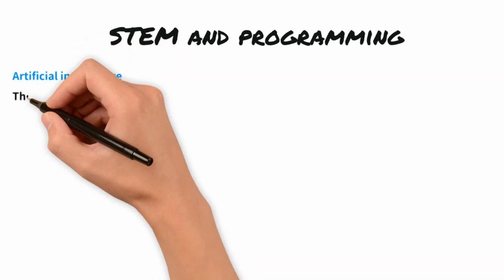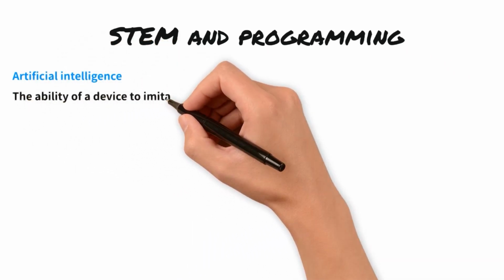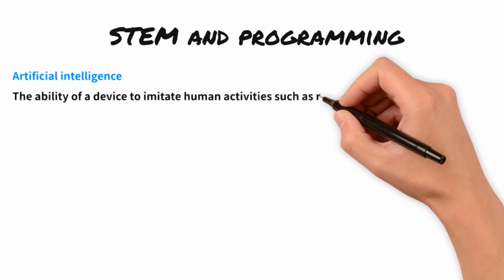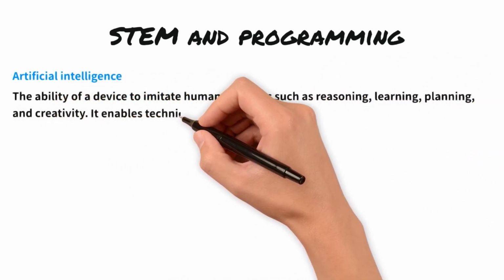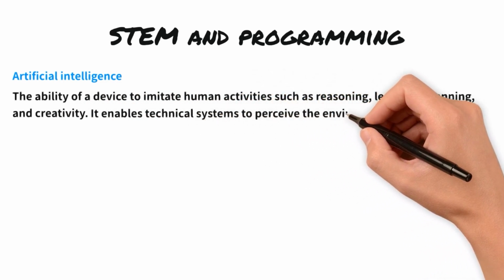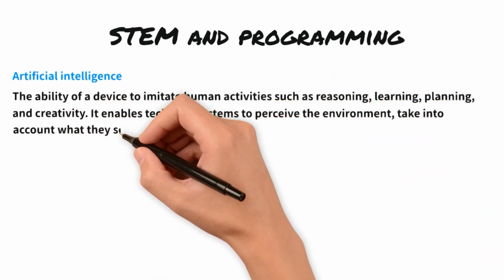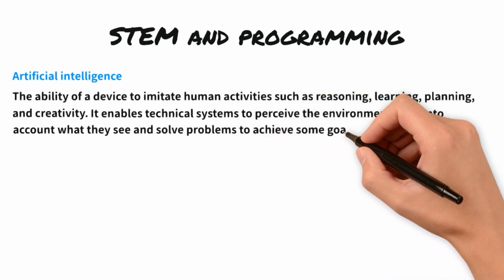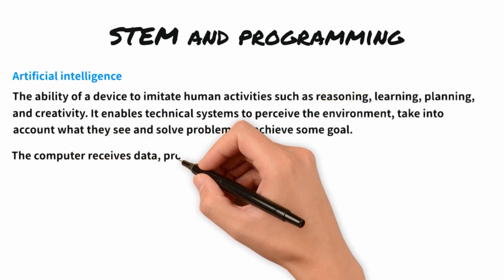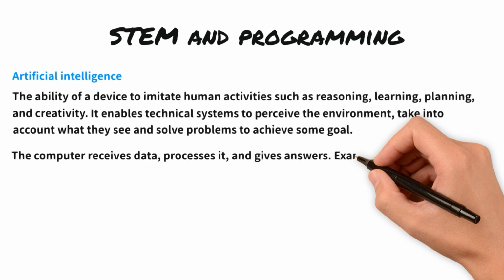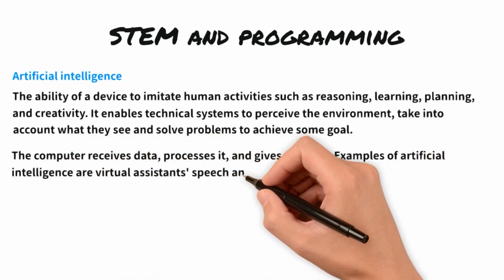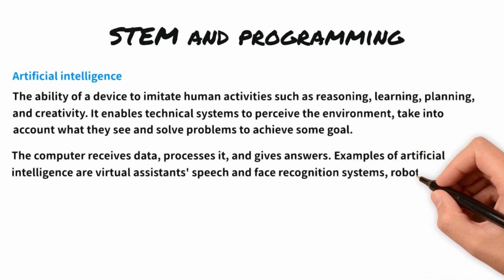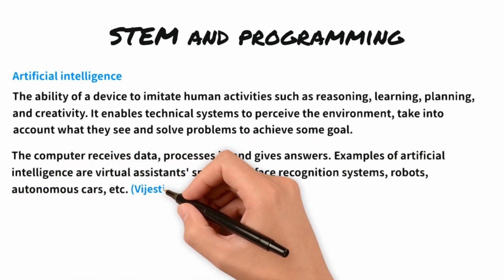Artificial intelligence. The ability of a device to imitate human activities such as reasoning, learning, planning, and creativity. It enables technical systems to perceive the environment, take into account what they see, and solve problems to achieve some goal. The computer receives data, processes it, and gives answers. Examples of artificial intelligence are virtual assistants, speech and face recognition systems, robots, autonomous cars, etc.